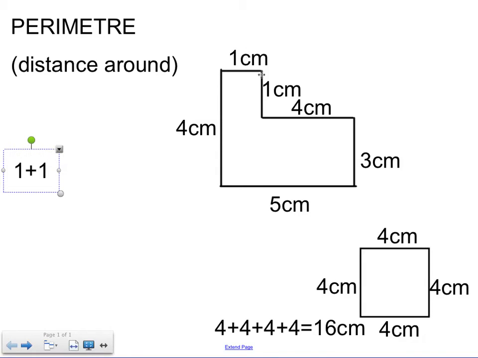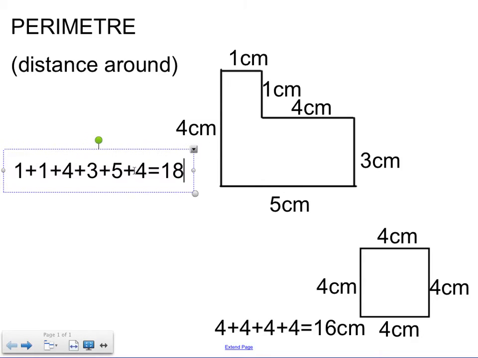So I'm going to start with this one. I'm going to add this one here. Next, I'll add the 4 and the 3 and the 5 and the 4. Okay, so 1, 1, 4, 3, 5, and 4. It lines up. And then I can simply add going through here. So 1 and 1 is 2. I know that 2 and 4 is 6. I know that 6 and 3 is 9. I know that 9 and 5 is 14. And 14 and 4 is 18. And again, I'll put centimeters for my measurement.